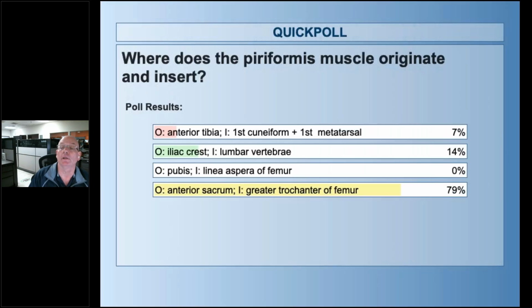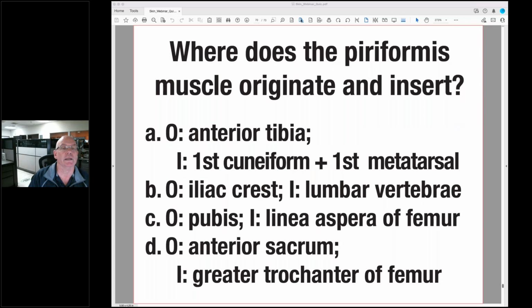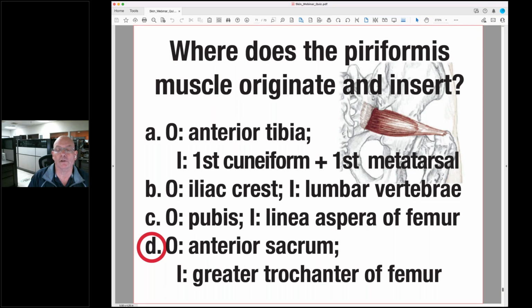And here we go. Good. 80, almost over 3/4 of you, let's say. Anterior sacrum, greater trochanter of the femur. And so I threw in this little picture to show, so you can see greater trochanter is the piriformis coming, and it's kind of shaded here to come to the anterior sacrum, right?